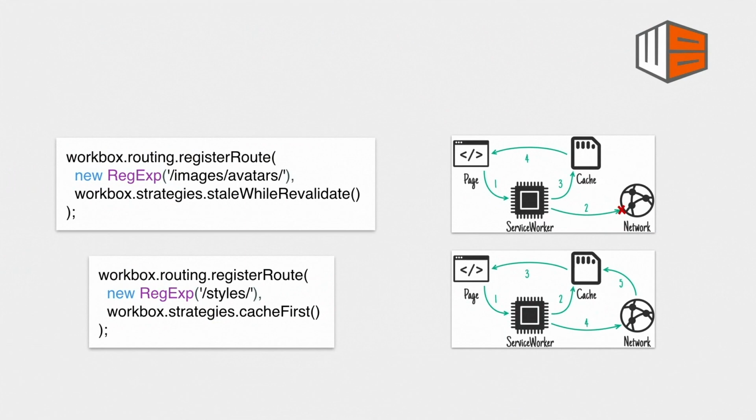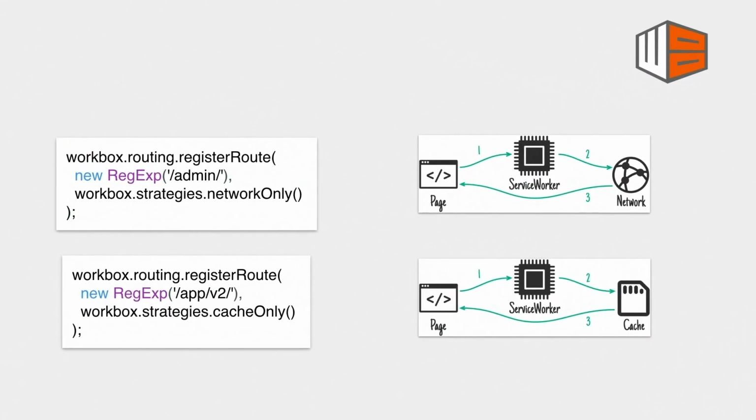Okay. So to implement those with Workbox, for the network first strategy, which we see on the first image, this is the only one not super obvious. We are using the stale while revalidate method on the strategies object. And every strategy, when we are registering it, we are providing two things. The first parameter is the path to which we want to apply this strategy. We can also use a regex, because as you can see, this is a regex expression, so we can use wildcards, etc. And the second parameter is the name of the strategy which we want to use. Same for the network only and cache only strategies.